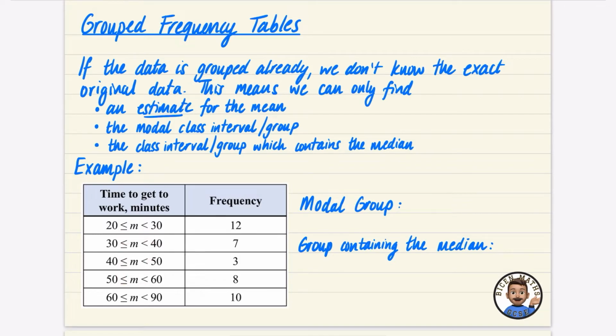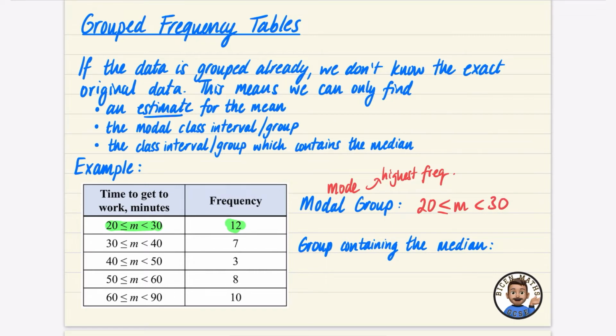Now the modal group, that's just another way of saying where is the mode. Remember, that is going to be the group or the class interval with the highest frequency. So the one that's got the highest frequency from this list is the 12. So that means we're going to write down that the modal group is the 20 to 30 group. We just literally copy it out. That's 20 to 30. We say that out loud as the 20 to 30 group because it's got the highest frequency.